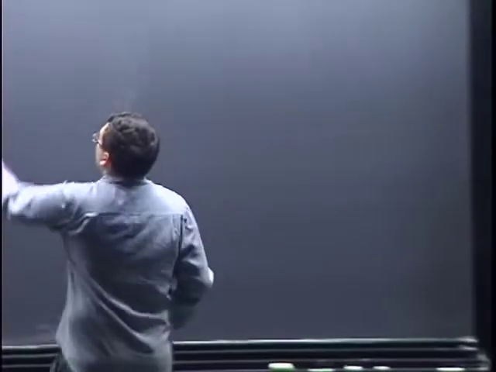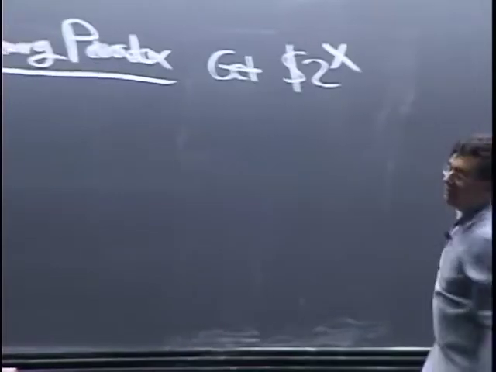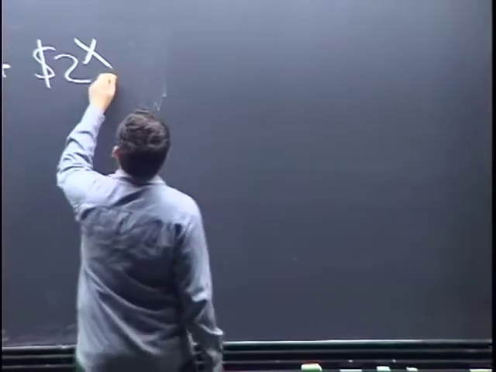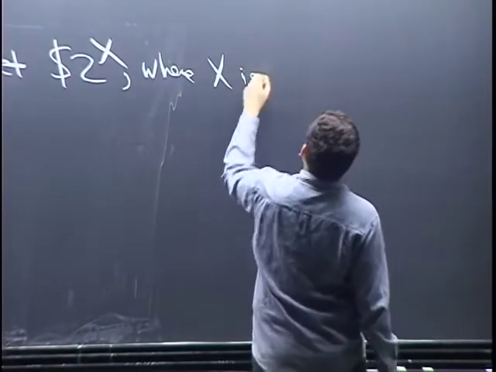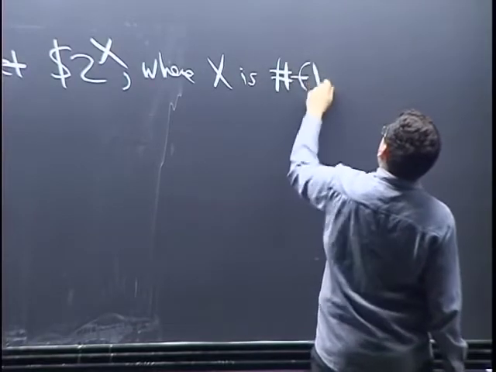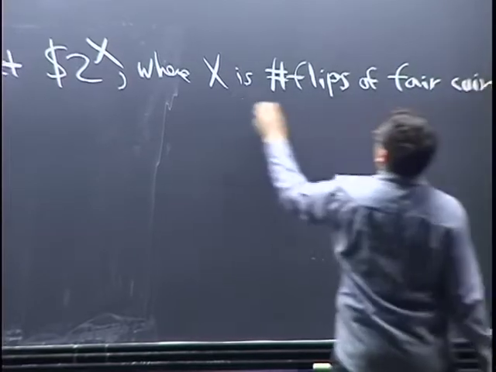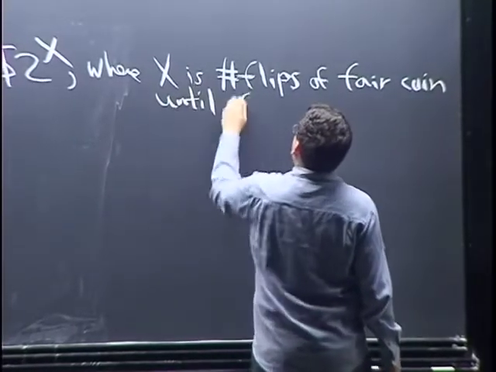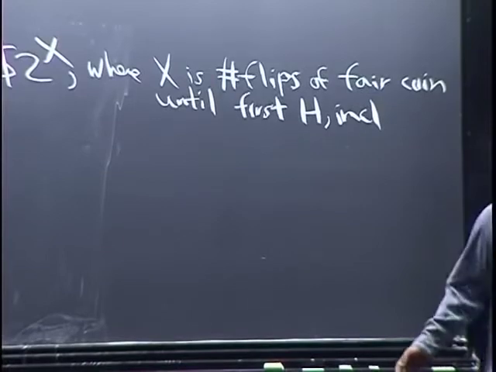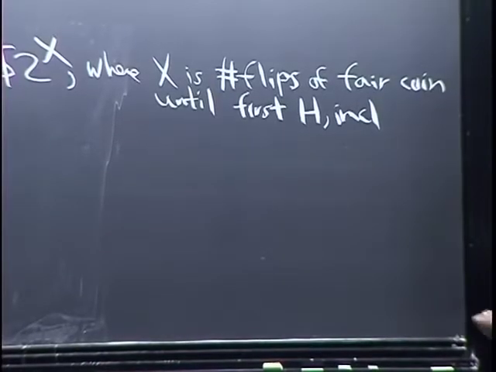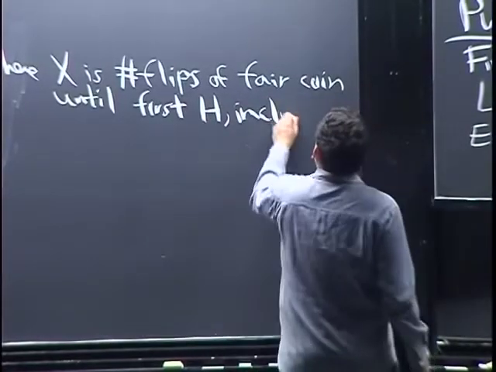So you get, let's say, 2 to the x dollars, where x is the number of flips of the coin until it lands heads. First H, including the H. So that's what we call the first success distribution. So it's a geometric distribution plus 1 because we're counting that success, including the success.